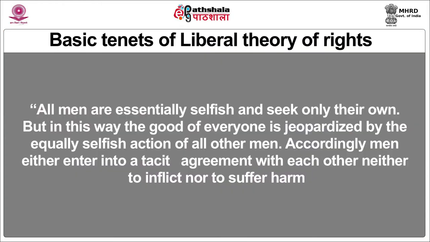Epicurus said, "All men are essentially selfish and seek only their own, but in this way the good of everyone is jeopardized by the equally selfish action of all other men. Accordingly, men enter into a tacit agreement with each other neither to inflict nor to suffer harm." Similarly, the Stoicism of Rome, depicted in the works of Seneca too, identifies good citizenship, as we found in the words of Aristotle, and it holds that immodest property is the most dangerous element that befogs the distinction between true and false.